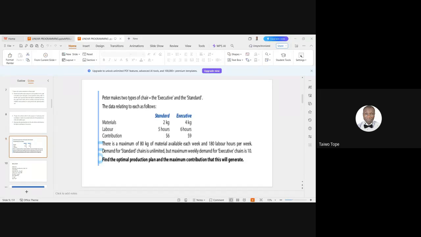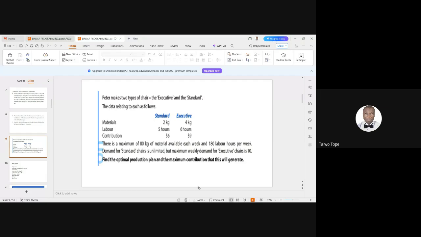And when you want to express it in form of equation, what will that be? It will just be executive chair is equal to 10. So when you are representing it on a graph, it will be a straight line. Where you have executive and it is 10, you just draw the straight line upward. And that is the representation of that on the graph. And that is where most of us could not show that on the graph.